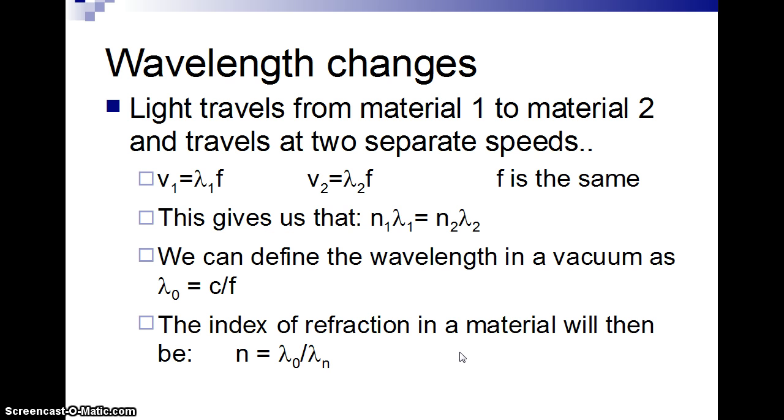The frequency stays the same. Just worry about this last result. Lambda 0 is the wavelength in a vacuum, which you find using the speed of light and the frequency. And then the wavelength in the material depends on the wavelength of light in a vacuum and the index of refraction.